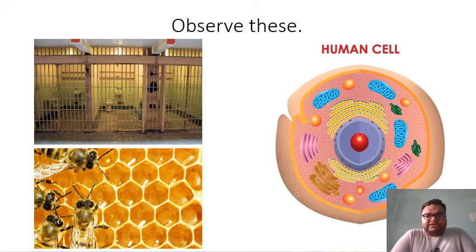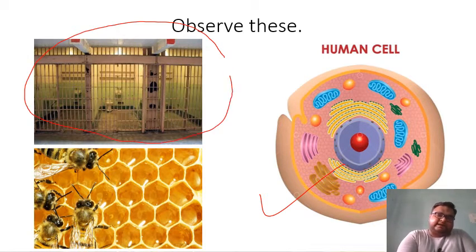Students, I will just request you to observe what is shown in this slide. Try to think. I can see you all saying that this is a human cell. Very good. This is a cell that is in the prison, isn't it? You can see persons live inside this cell. This is a cell of a honeybee in which the honeybee prepares honey and stores it.